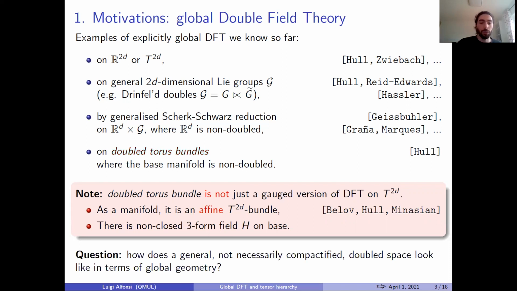And so the question, by looking at all these concrete examples in the literature, is how does a general, not necessarily compactified example, like a double torus bundle or this example where the fiber is taken to be a compact 2D-dimensional Lie group, of double space look like in terms of global geometry? In some sense, the question can be stated as: how does a double manifold look like in general?